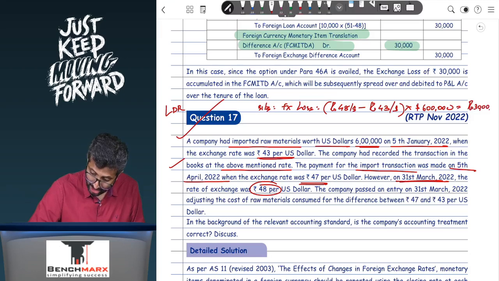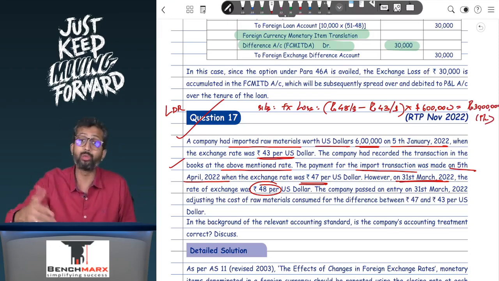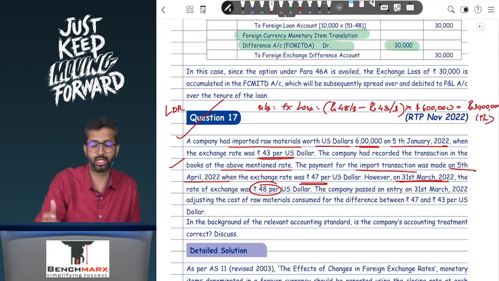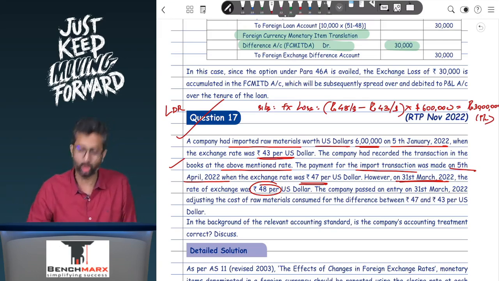And where will this go? Sir, this will go in P&L. In what form? Sir, as forex loss. You are paying more, not because you are importing a superior quality material, but because of the forex difference. So your purchase cost or cost of materials cannot be adjusted. It will be going to the P&L.